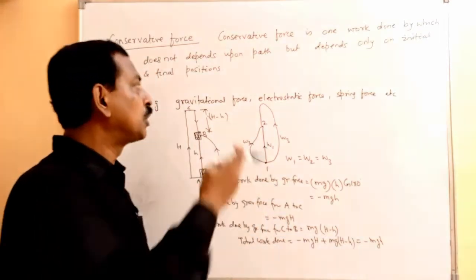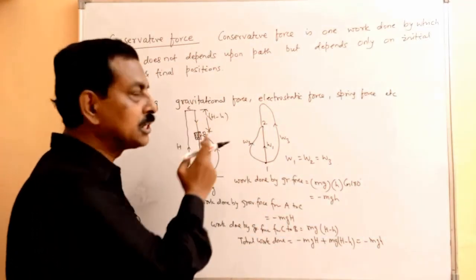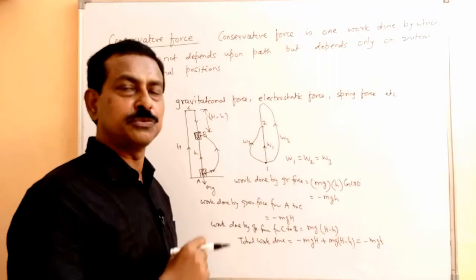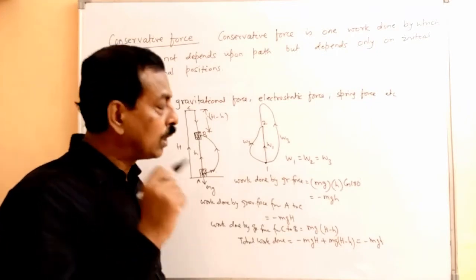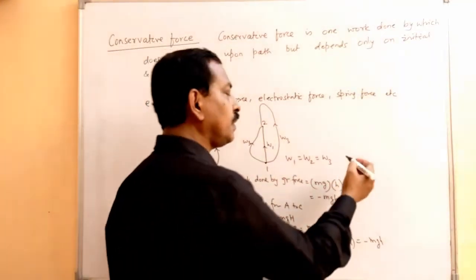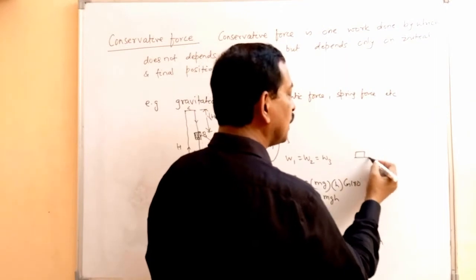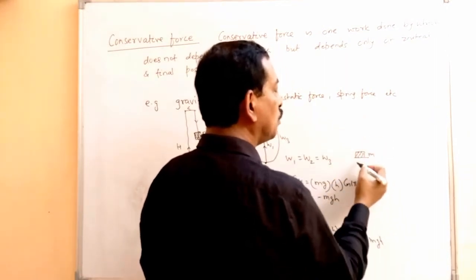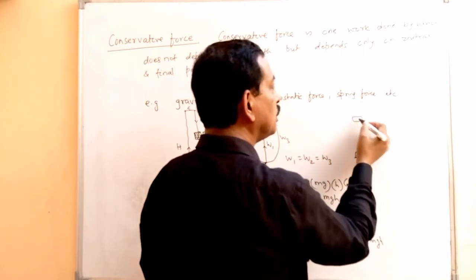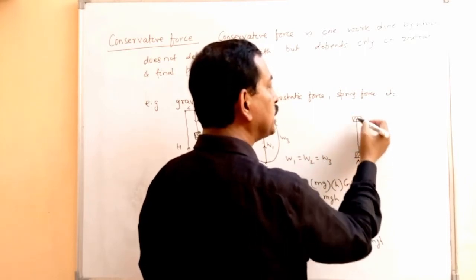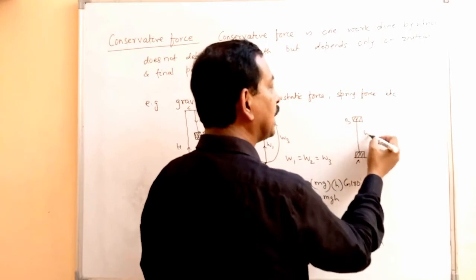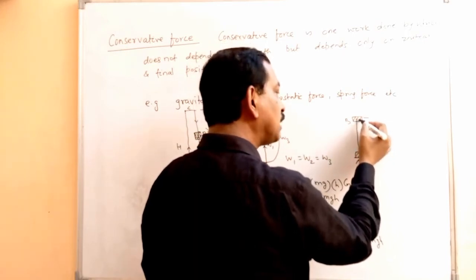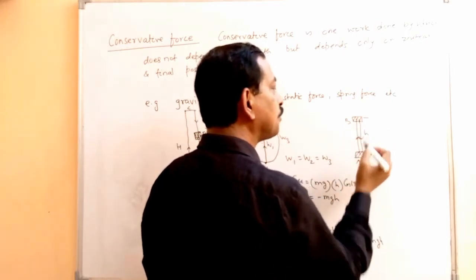And why is it so? Because this force, that is the gravitational force, is a conservative force. One more thing you can see. If you consider that the body of mass m has been moved from point A to point B, which is at a height h, and after that we are bringing it back.